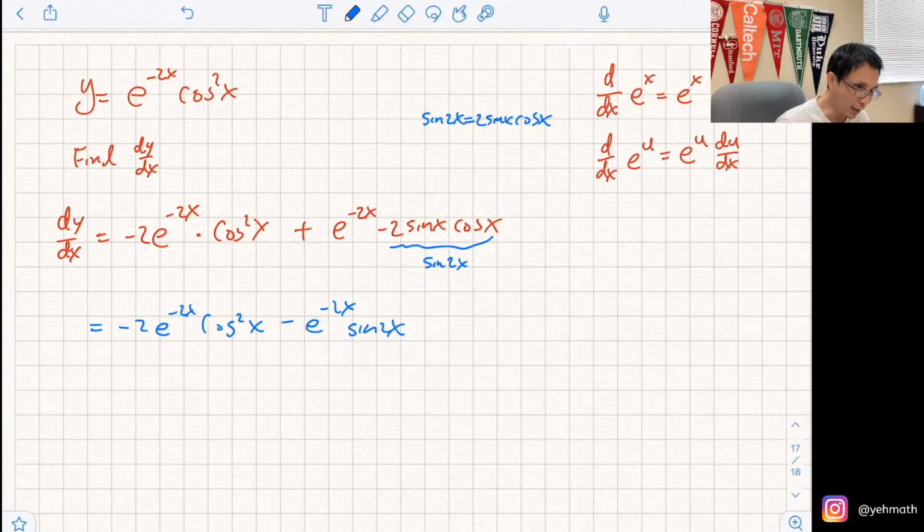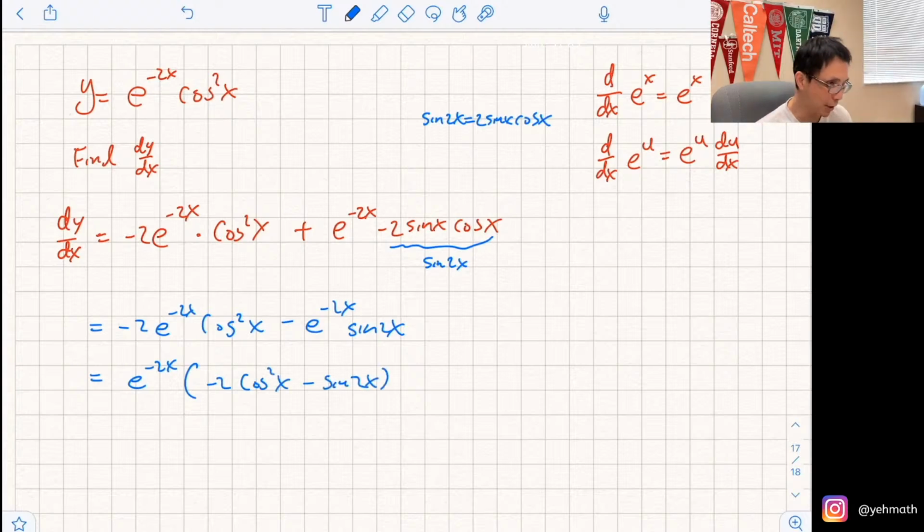You can even factor out e to the negative 2x if you want to, but you don't have to. So you can even do this, if you really want to: it's going to be negative 2 cosine square of x minus sine of 2x. But that's okay. If you got to this part, it's good. If you got to this part, even better. But I'm okay with the first line.